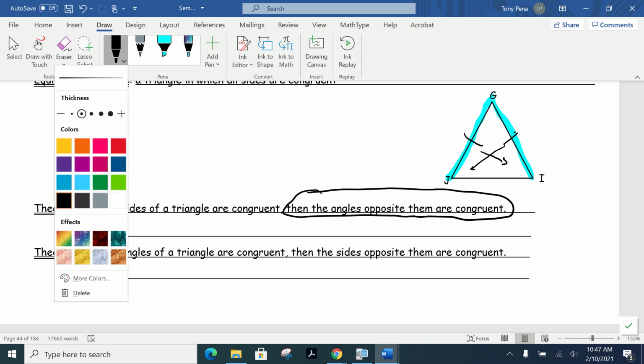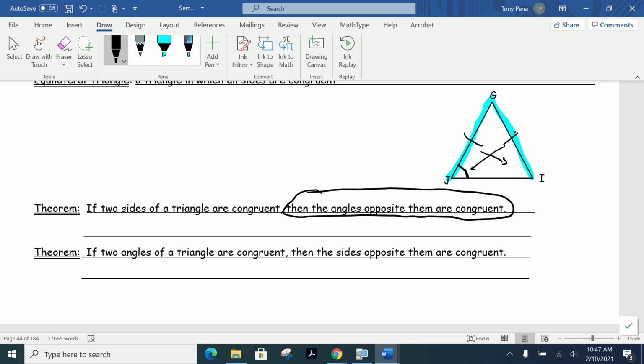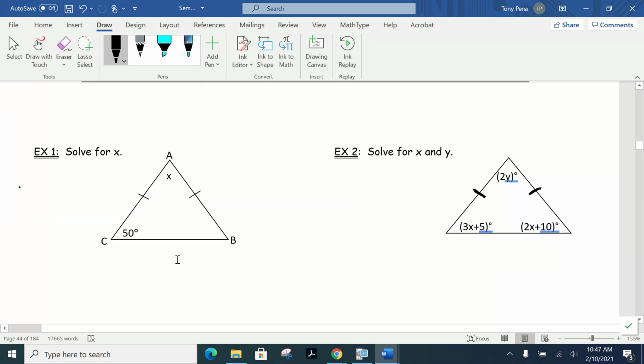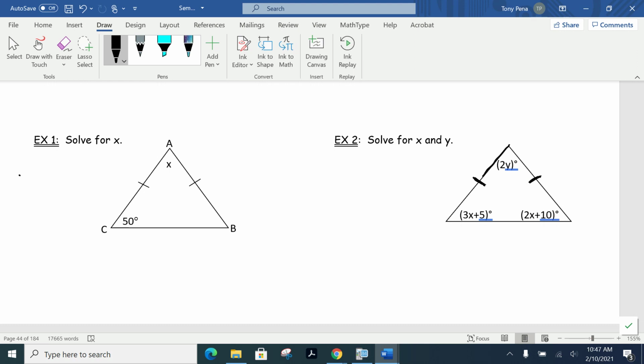The way we mark angles congruent, we use arcs. So if I put a single arc here and a single arc here, that tells us angle J and angle I are congruent. That's what we're looking at with this problem. So this side here being congruent to this side here means their opposite angles are also congruent. So that means this angle is congruent to that angle. That means, like I said here, 10 and 10, they're equal to each other. Same thing with our angles.